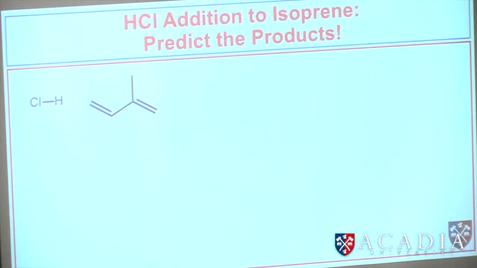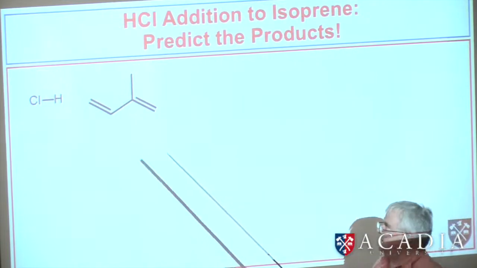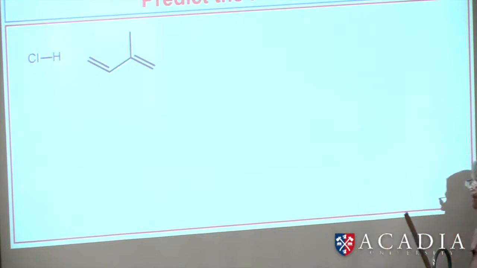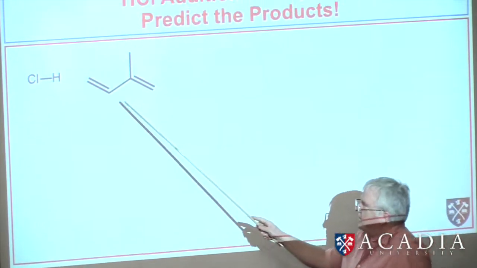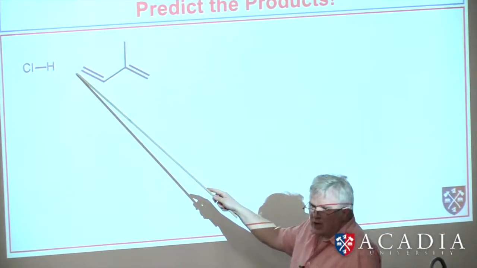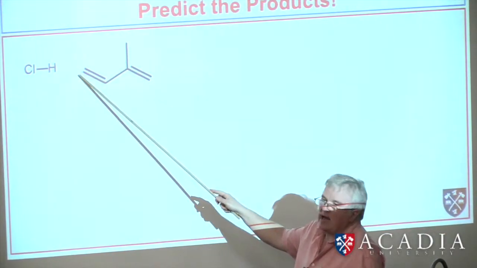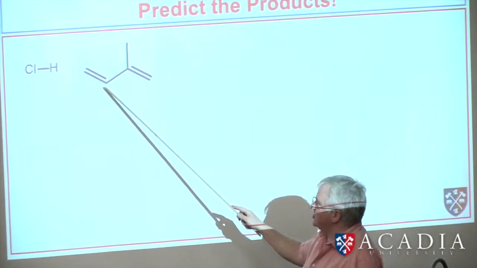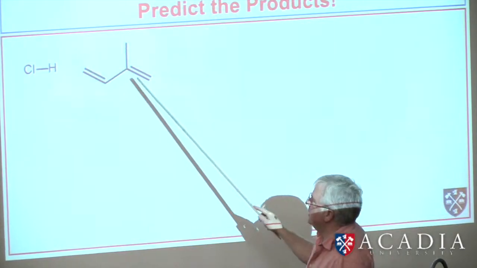Okay, so how about the HCl addition to isoprene? Isoprene is the methyl-substituted butadiene. We can protonate either end, right? We're probably not going to protonate so that our proton goes there or there. Why? If it goes there, our charge ends up on the end carbon and it cannot delocalize to stabilize itself. It would be a primary carbocation either way. So our proton is either going to go to this carbon or to this carbon.